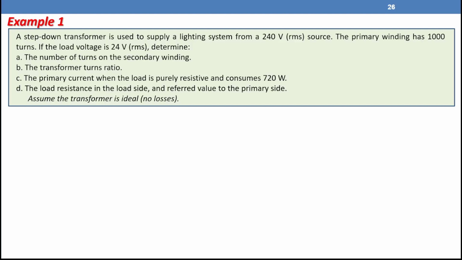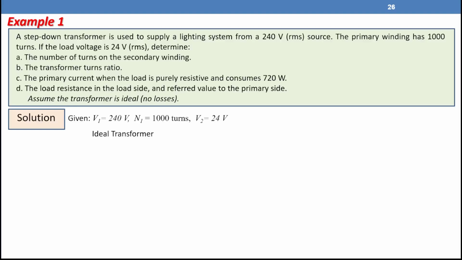We are going to assume that the transformer is ideal, no losses. Given in this problem that the primary voltage is 240 volt, the number of turns of the primary winding is 1000 turns, and the secondary voltage is 24 volt, and that one is an ideal transformer. So to calculate the number of turns of the secondary winding, we are going to use the turns ratio equation where V1 over V2 equals N1 over N2, and after the arrangement of this one, we are going to find that N2 equals 1000 multiplied by 24 over 240, which is 100 turns.